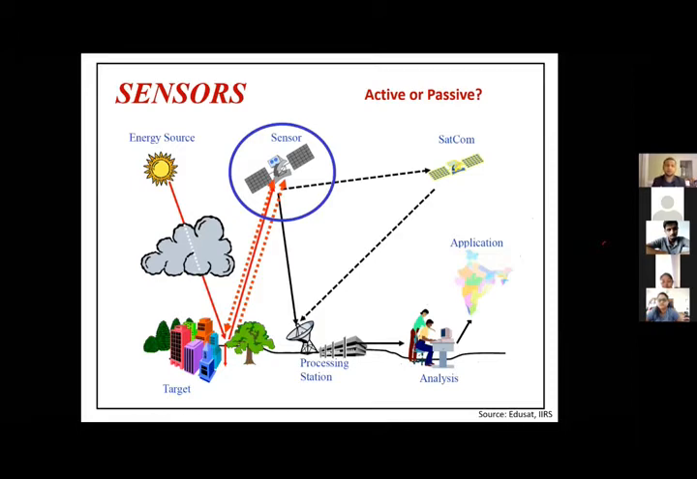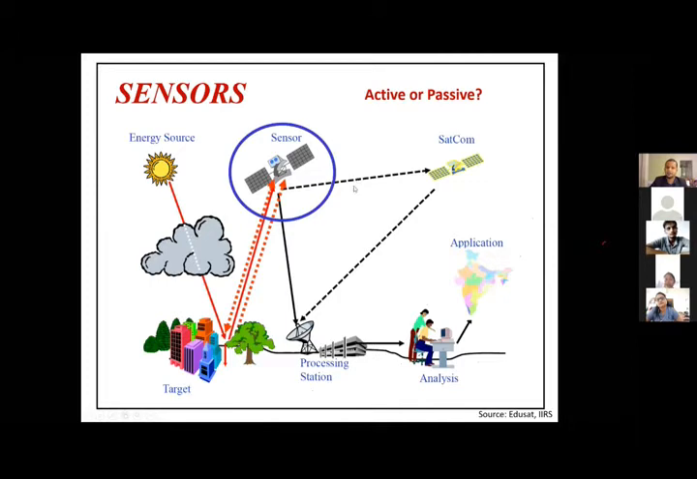Active remote sensing is when the sensor is the source of illuminance itself. So what happens in active remote sensing? The satellite, the sensor, sends a signal and receives the signal back. So it is both the source and the acceptor of the reflected energy. So this is called active.